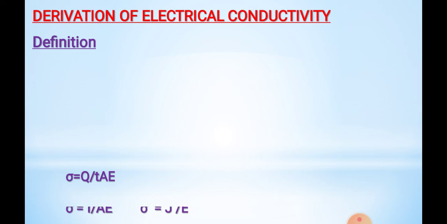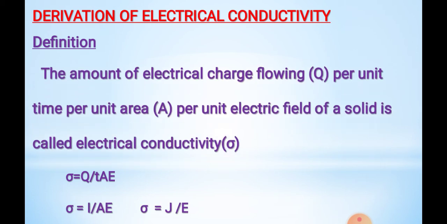Derivation of electrical conductivity. Before deriving this expression, first we should know the definition of electrical conductivity. It is denoted by the symbol sigma, and it is given by the formula sigma is equal to Q by TAE. Here Q is the amount of charge flowing, T is time, A is the area of cross section and E is the electric field. So the definition for sigma is the amount of charge flowing per second per unit area per unit electric field is called electrical conductivity.